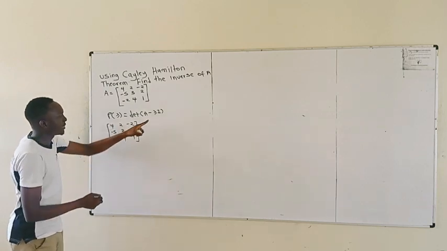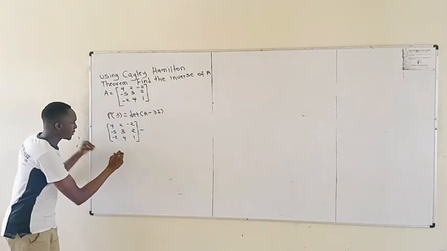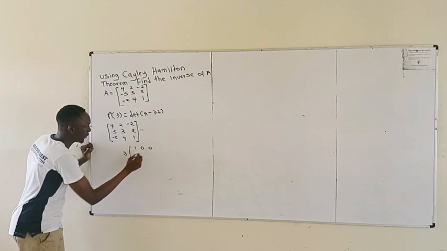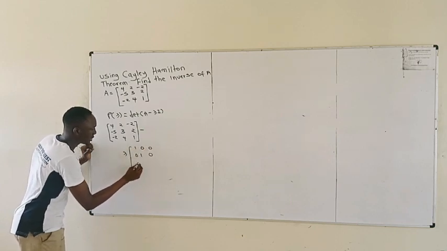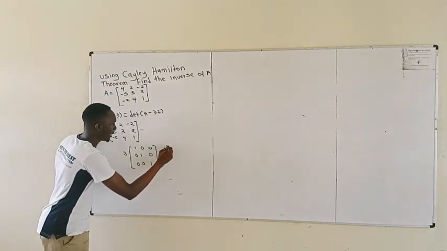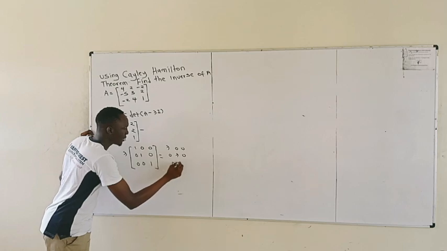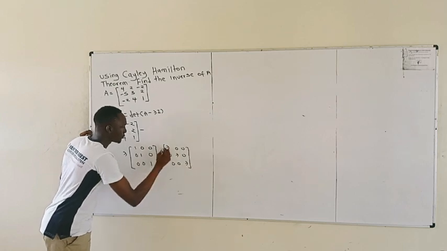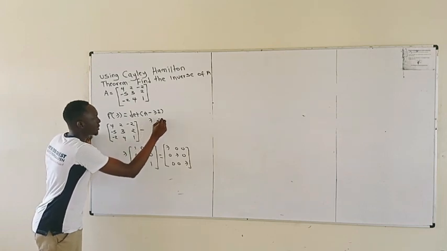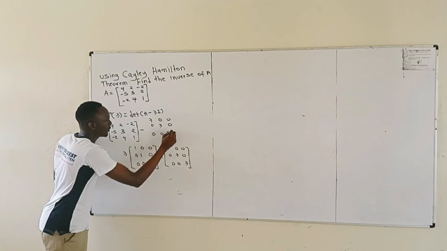We subtract identity matrix times lambda. Let's solve it here. We have lambda times the identity matrix, which is 1, 0, 0, 0, 1, 0, 0, 0, 1. It will be equal to lambda 0, 0, 0, lambda 0, 0, 0, lambda. So lambda times identity matrix will be lambda 0, 0, 0, lambda 0, 0, 0, lambda.